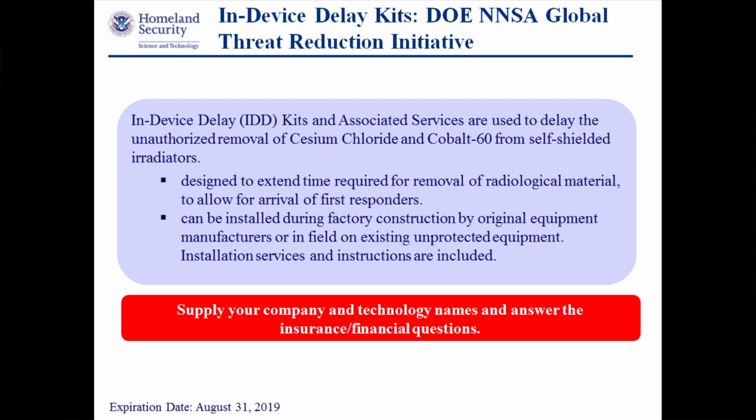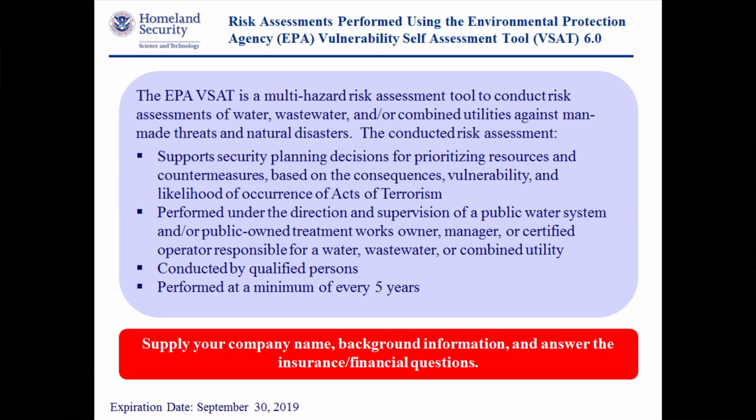Our next block is for risk assessments performed using the Environmental Protection Agency EPA Vulnerability Self-Assessment Tool, VSAT 6.0. As we look at some information from DHS, we know that there are approximately 160,000 public drinking water systems and more than 16,000 publicly owned wastewater treatment systems in the United States.